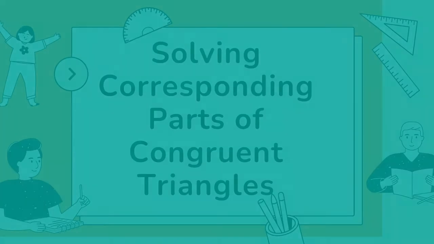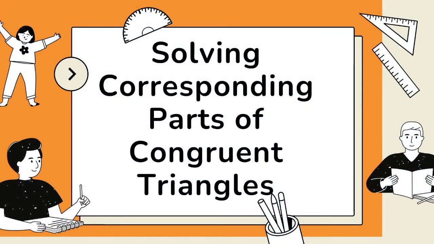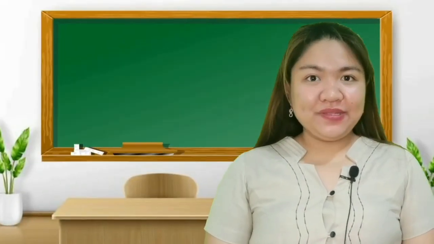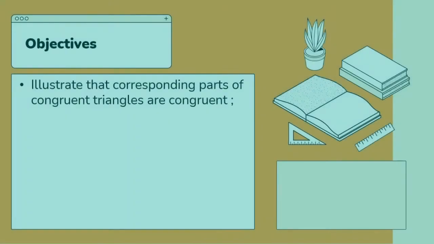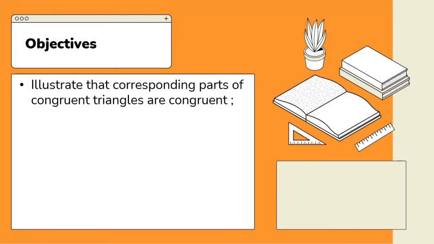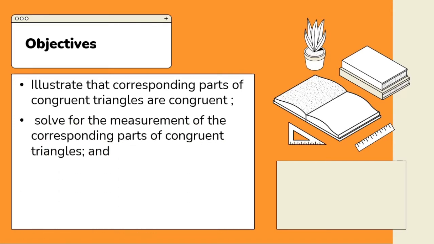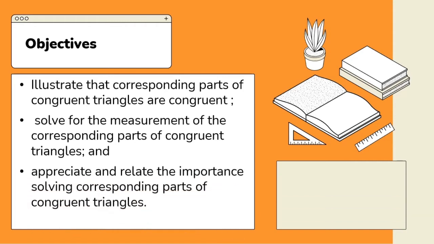And today, I will be discussing a topic in grade 8. That is all about solving corresponding parts of congruent triangles. But before that, let us look into our lesson's objectives. At the end of the lesson, you are expected to illustrate that corresponding parts of congruent triangles are congruent, solve for measurements of the corresponding parts of congruent triangles, and appreciate and relate the importance of solving parts of congruent triangles.